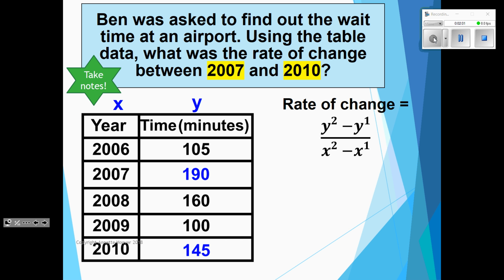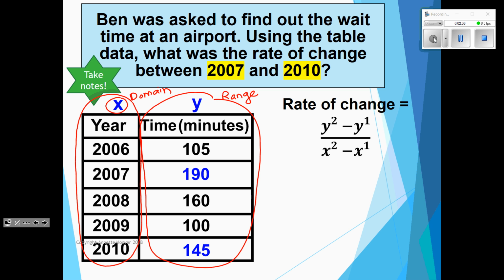So let's look at an example here. Ben was asked to find out what the wait time was at an airport. Using the table data, what was the rate of change between 2007 and 2010? Now first, when you look at a table like this, you have two columns. The first column is going to be the information for the x, also called the domain. The second column is always going to be the y, which we also call the range.